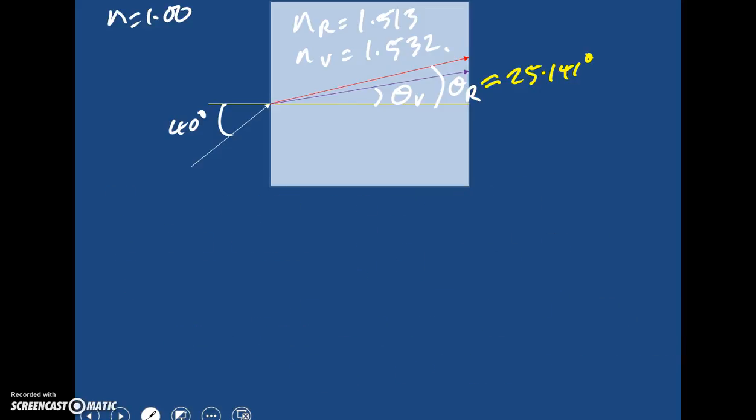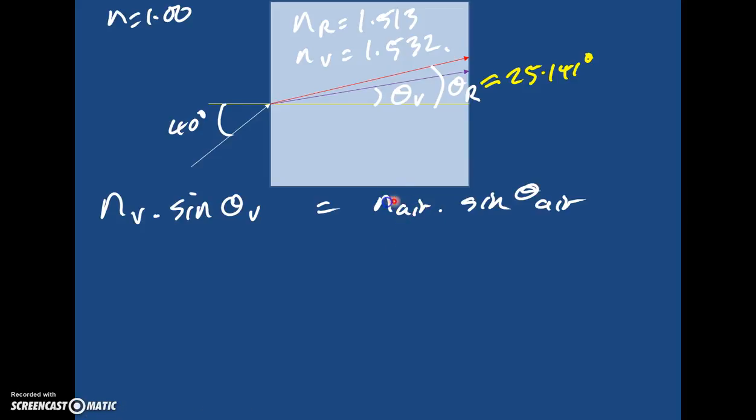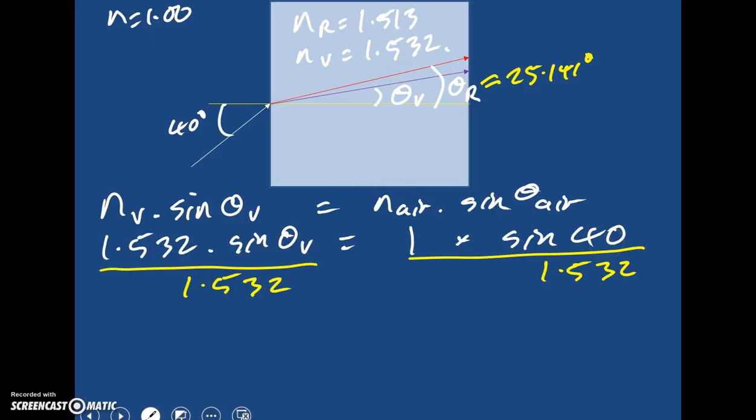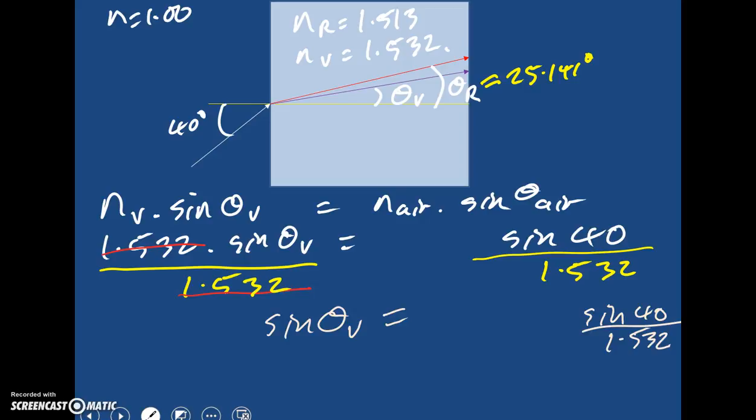Then we do something similar for the violet angle. I've deliberately written the Snell's law around the other way, so refractive index in air times the sine of the air angle, refractive index of violet times the sine of the violet angle. That just saves me having to swap later on. 1.532 times the sine of the angle we want is equal to 1 times the sine of 40. Divide both sides by 1.532. That cancels. The 1 disappears, and we finish up with the sine of the angle is equal to that.